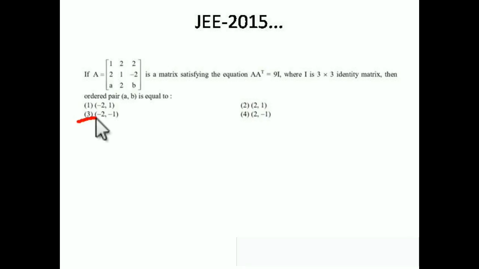So this is all about the matrix. It's just easy, it's always easy, and we have to score the 4 marks for matrix and determinant. That's compulsory. Okay, so this is all about today's video.